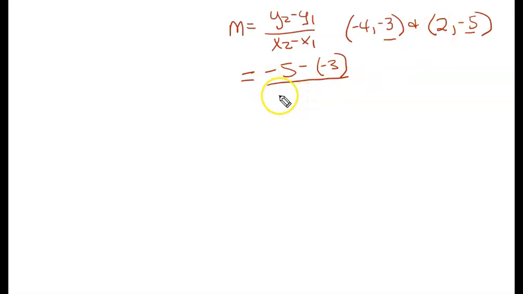And then 2 minus a minus 4. So when you have a minus minus, this becomes a plus, as we see now in both cases. So our numerator is going to be a negative 2, and our denominator a positive 6, which reduces to a negative 1/3 as the slope of that first example.